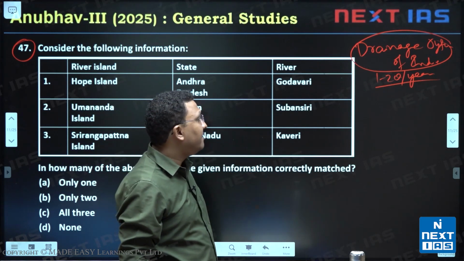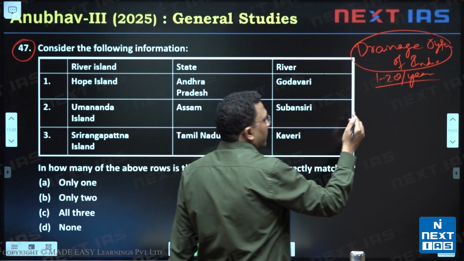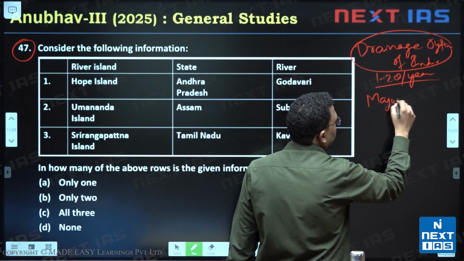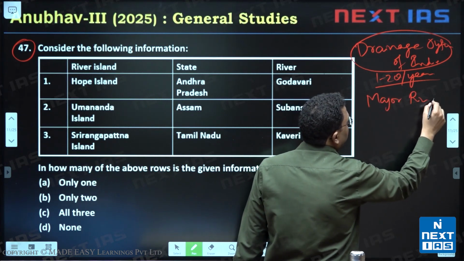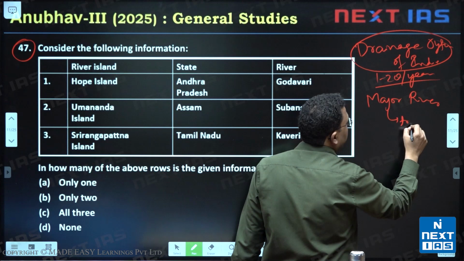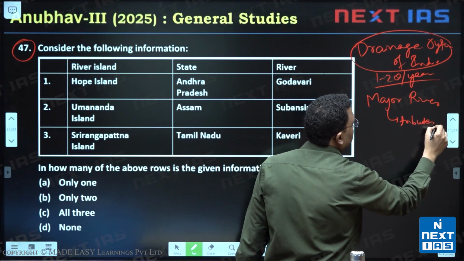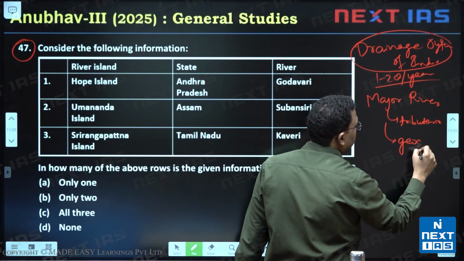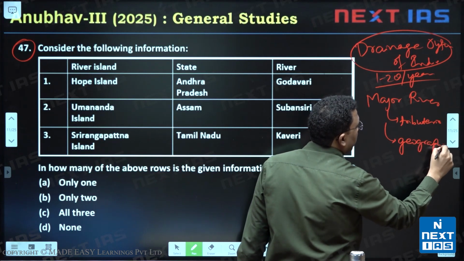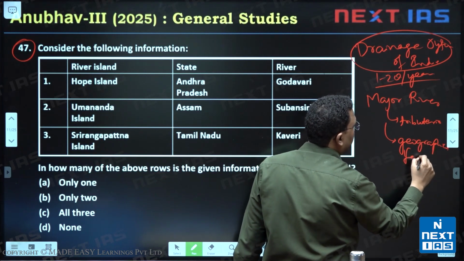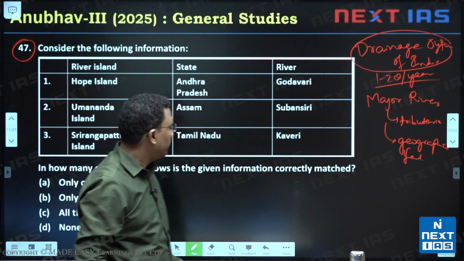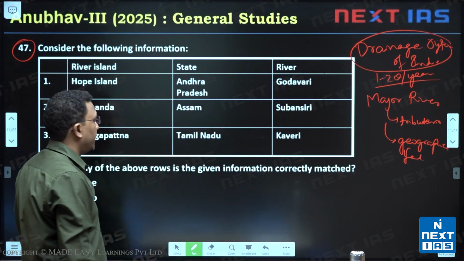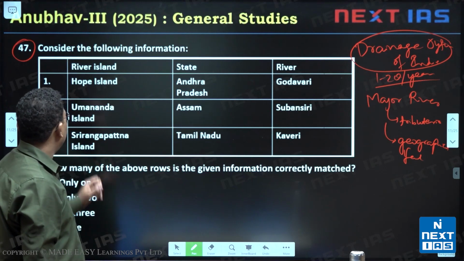And if you analyze the trend of previous year questions, UPSC focuses upon 2-3 things in this topic: major rivers and its tributaries, and any geographical features that are associated with those rivers. So that's why a question based on river island has been put in your test, right? Let's see them one by one.